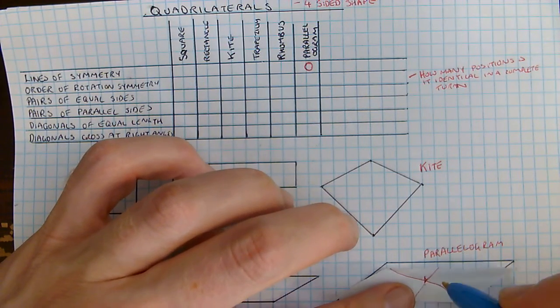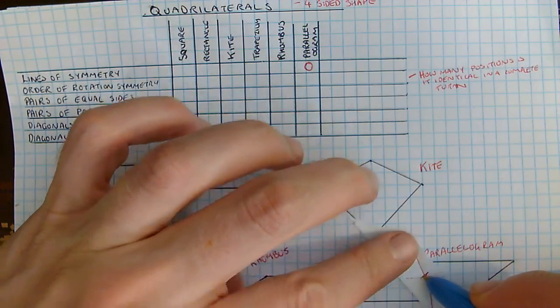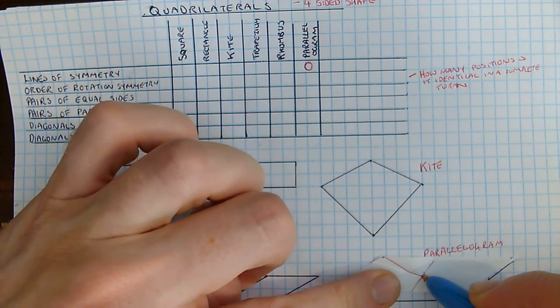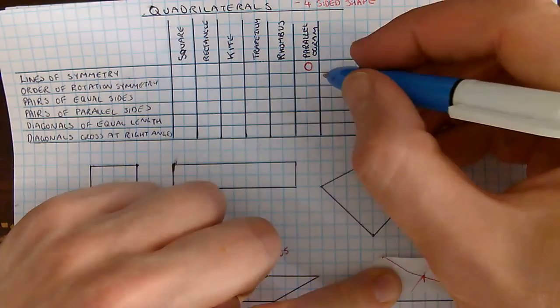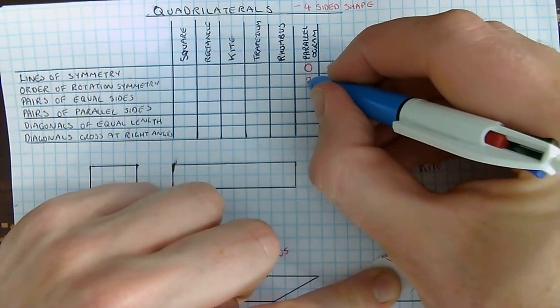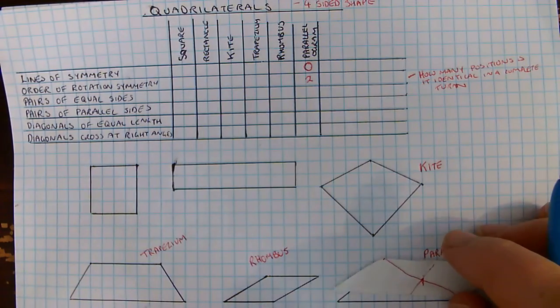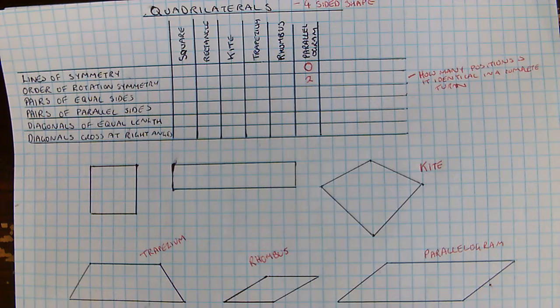So in total, in every 360-degree turn, there's this position or there's this position. There are two possible positions where it matches up on itself. So the order of rotational symmetry there is 2. If you need to cut out any of these shapes to work it out, please do. Then the rest of the questions are somewhat easier.